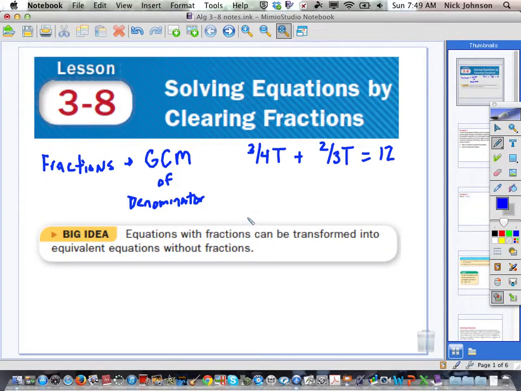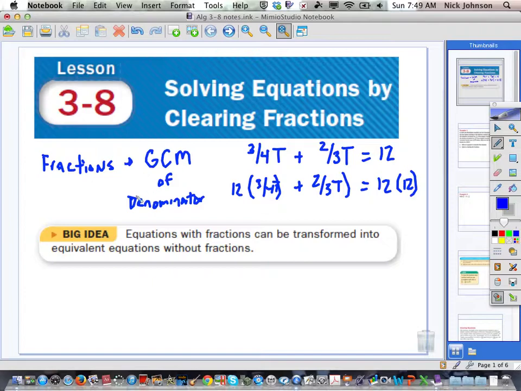Well, 4, 8, 12, 16, 20, 24 are all multiples of 4. Multiples of 3 are 3, 6, 9, 12, etc. Well, what do 4 and 3 both go into? The greatest common multiple is 12. So what I have to do is multiply by 12 on each side. That's what we're going to be talking about today to solve a problem, so I'm not going to go any further on that.